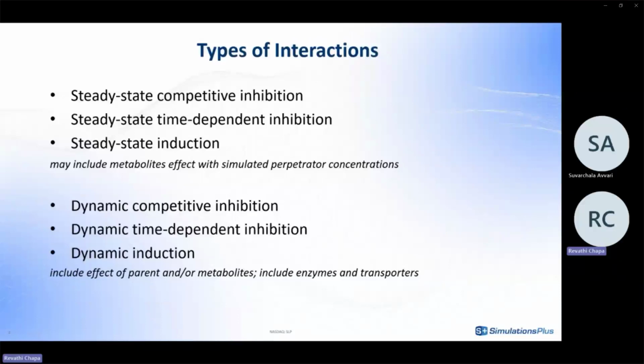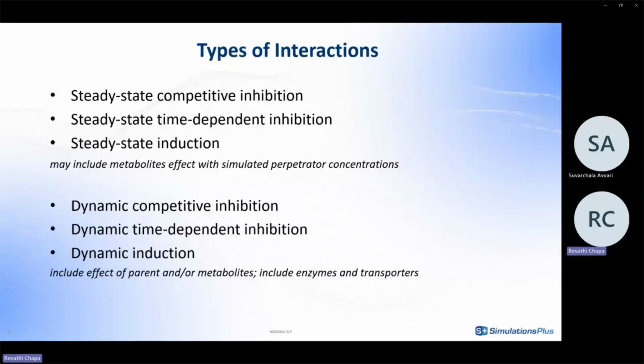Okay, so coming to types of interactions within GastroPlus, you can handle two types of interactions. One is steady state and the other is dynamic simulations. In steady state, we are approximating a situation where all the processes are at a standstill, so it has reached some steady state. Whereas in dynamic, all the processes are continuously changing. When I say all the processes here, we mean the absorption, distribution, metabolism, elimination, and also the pharmacodynamics. So this is a continuous process and we are looking at what is happening at any given time.